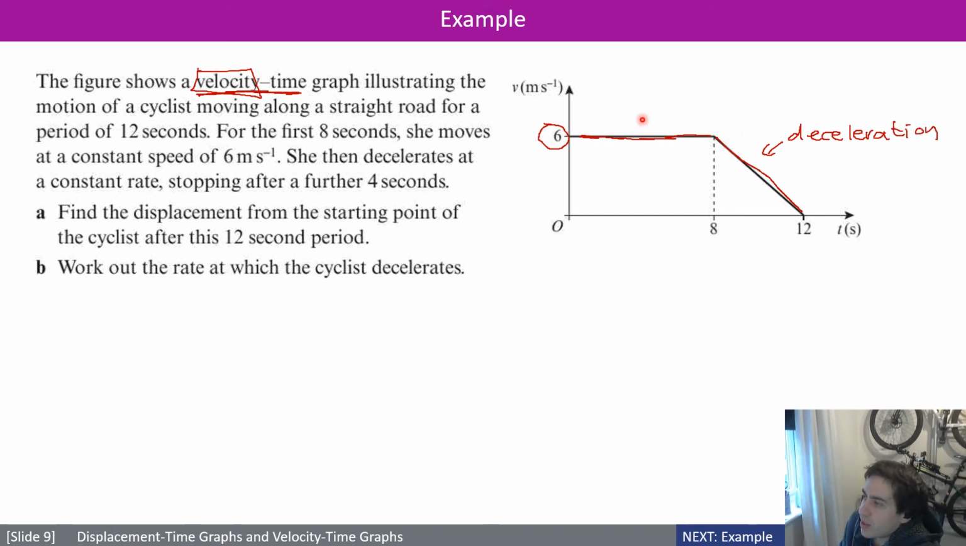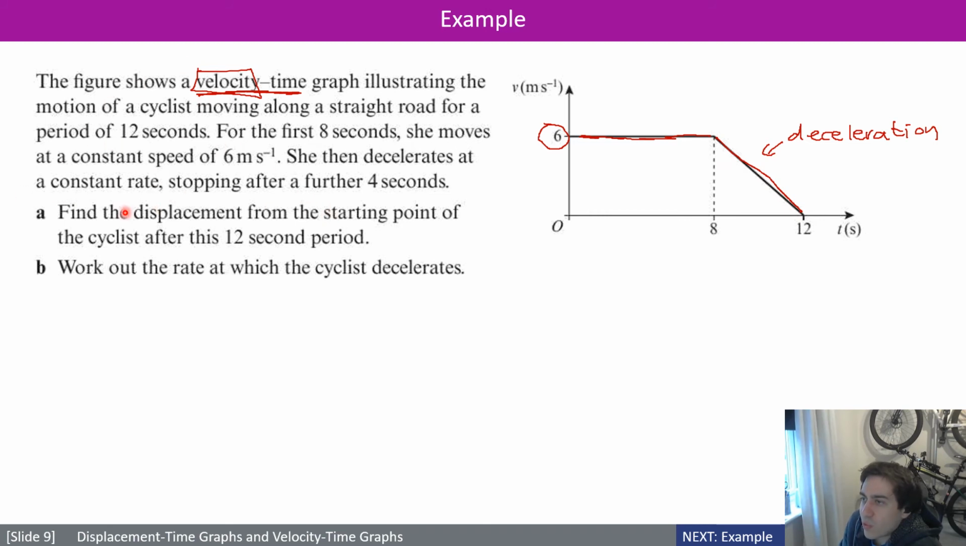Notice, by the way, what is the gradient of this? Is it positive or negative? It's negative, right? Because this is a negative gradient, it's negative acceleration. So that effectively is what we mean by deceleration, a negative acceleration here.